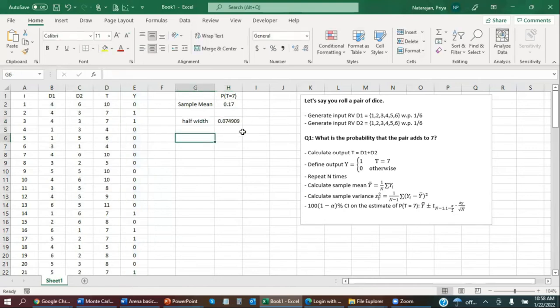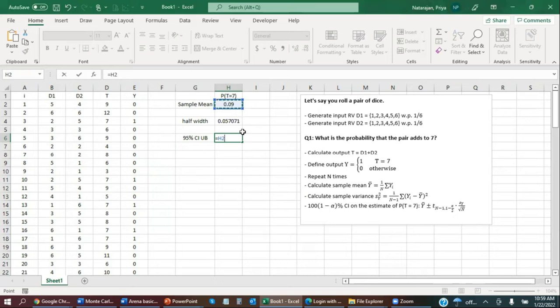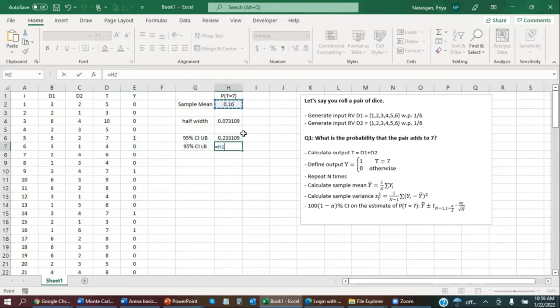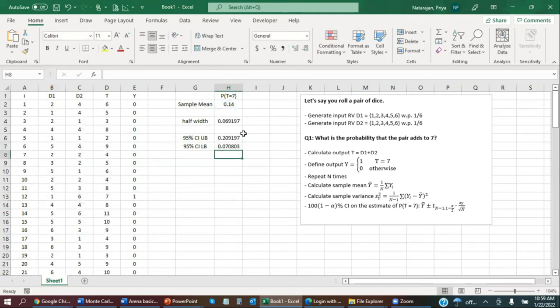So this is my half width, and then my 95% confidence interval upper bound is my mean plus my half width. My 95% confidence interval lower bound is my mean minus my half width. So now this will be the answer to this question. What is the probability that the pair adds up to 7, at a 95% confidence level? So this is my point estimate plus or minus my margin of error.